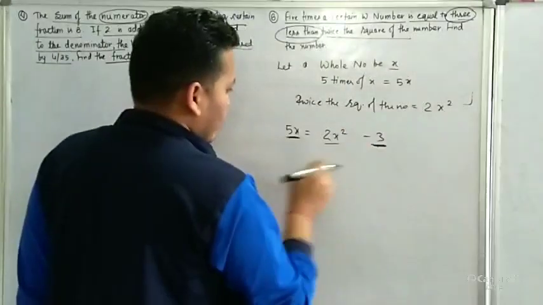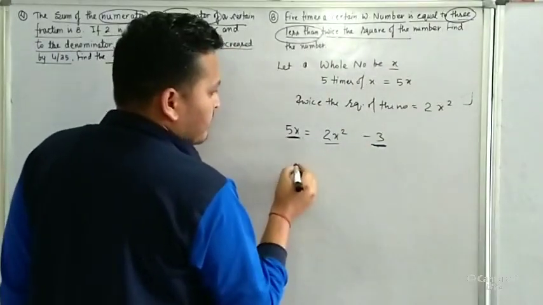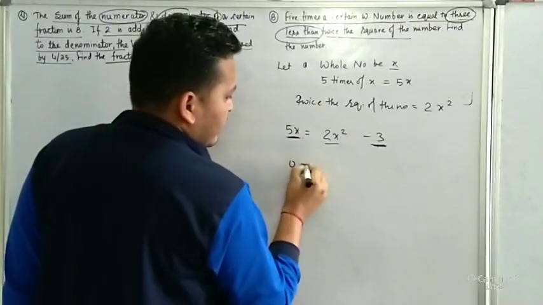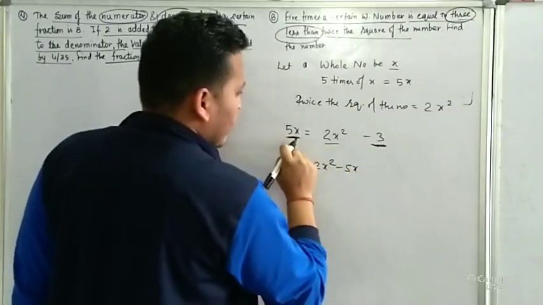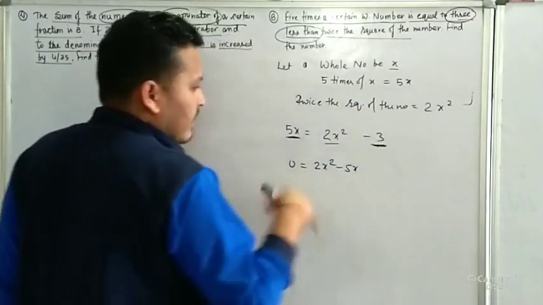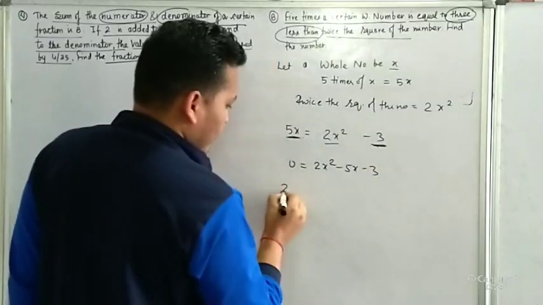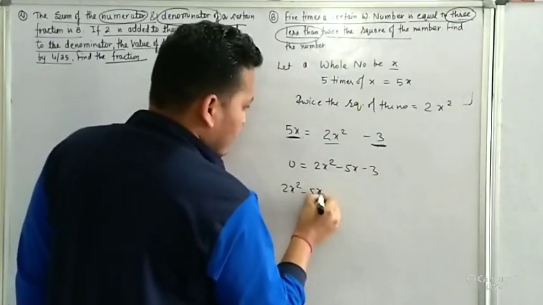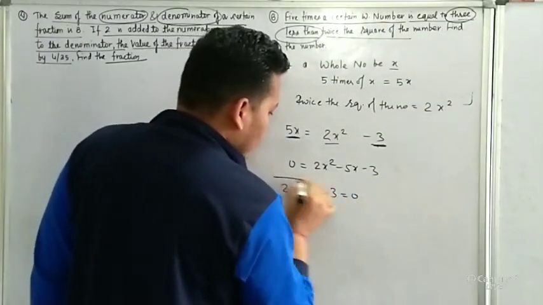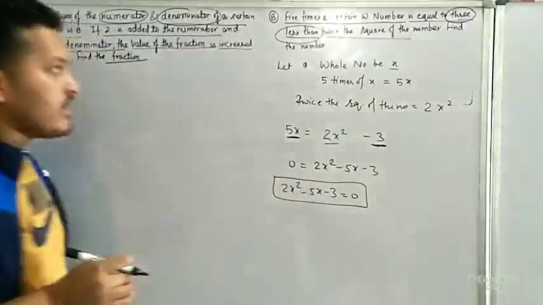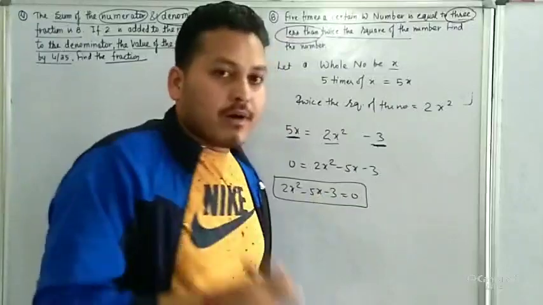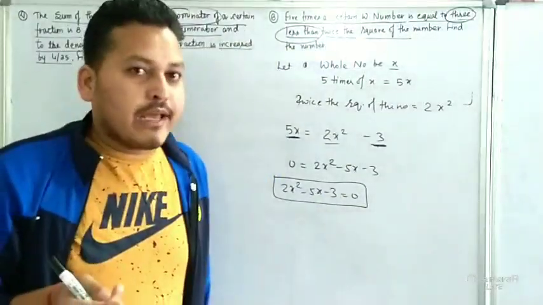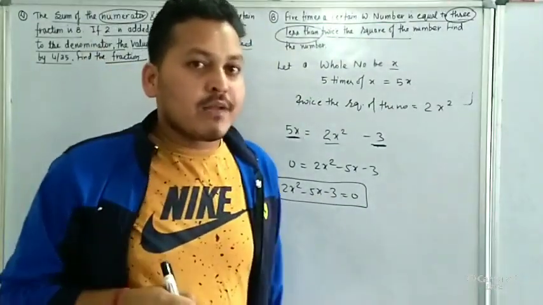Arranged in the form of the quadratic equation, so then it will become 0. Here we can write is equal to 2x square minus 5x. Take this to the right hand side, minus 5x and minus 3. Finally our equation will be 2x square minus 5x minus 3 is equal to 0. So this is the form of the quadratic equation. Find the value of x, और x भी होल नंबर. ओके, हो सकता है नेगेटिव पॉजिटिव वैल्यू आए, तो आपको होल नंबर लेना है तो पॉजिटिव लेके चलना है.